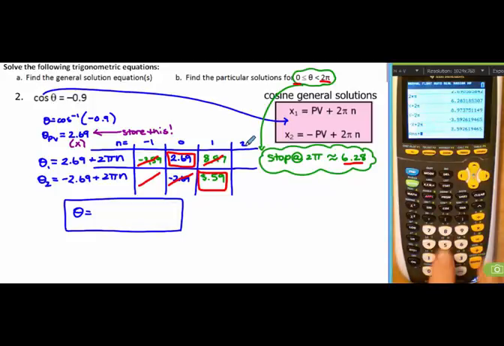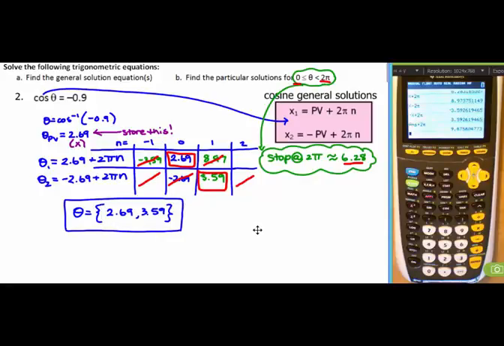So I'm just going to say plus 2 pi. It's faster for me, and it's in line with what I'm doing when I'm not using the calculator. Okay, so you can see you get 9.8, way bigger than 6. Get rid of that. All right, so we now have exactly two particular solutions between 0 and 2 pi.